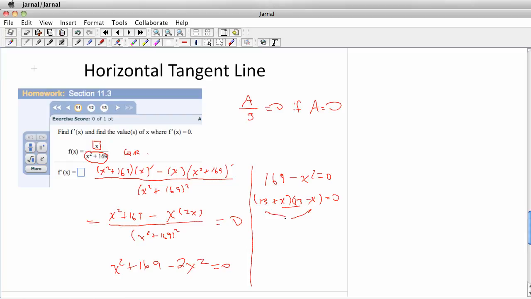So this is the correct factored form, and so that means my answer is that either 13 plus x is 0, which means x is minus 13, or 13 minus x equals 0, which means that x is positive 13. So plus or minus, x being minus 13 or plus 13 is going to be the final answer to that question.